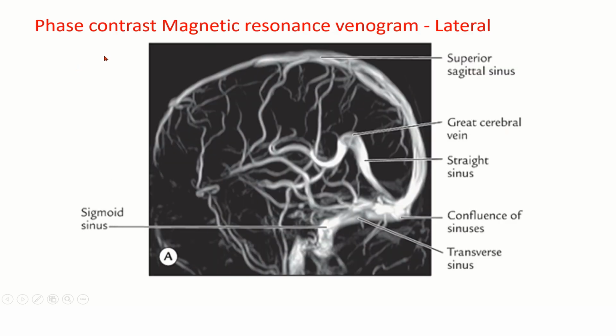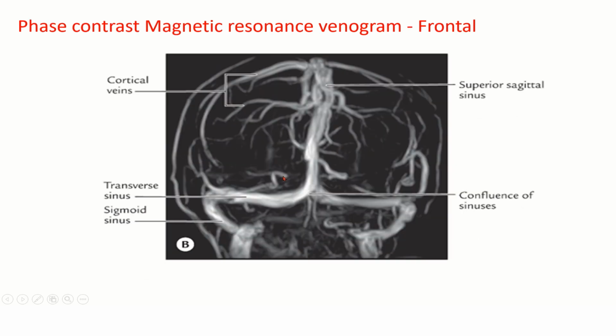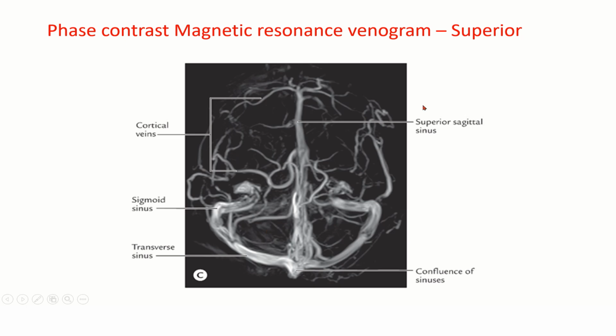So you can see the phase contrast magnetic resonance venogram. You can see the lateral view. Here you can see the straight sinus, and here you can see the confluence of sinuses. You can see the sigmoid sinus. You can see the superior sagittal sinus. This is the lateral view. You can see here the frontal view: the superior sagittal sinus, confluence of sinuses, transverse sinus, and sigmoid sinus. Here you can see the superior view. This is the superior sagittal sinus, confluence of sinuses, transverse, and sigmoid sinus.